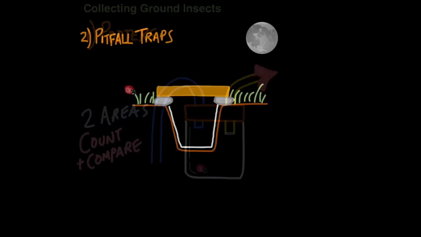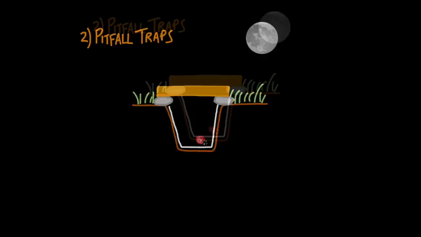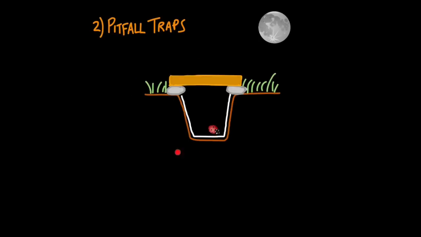Another method for collecting ground insects is using pitfall traps. To make a pitfall trap, you dig a hole in the ground, you put a plastic container inside that hole, you put two pebbles around the hole and balance a lid on top to stop rain coming in. The gap is important so that insects can still crawl into this space. So you leave the container overnight, and insects go in and slip into the container, but they can't get back out because it's slippery. And once again, you'd count and compare the organisms caught in two different areas.